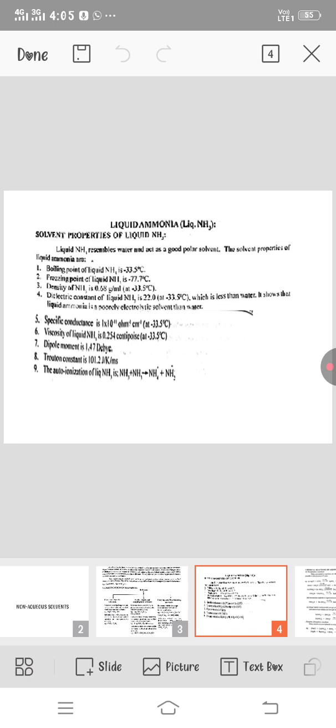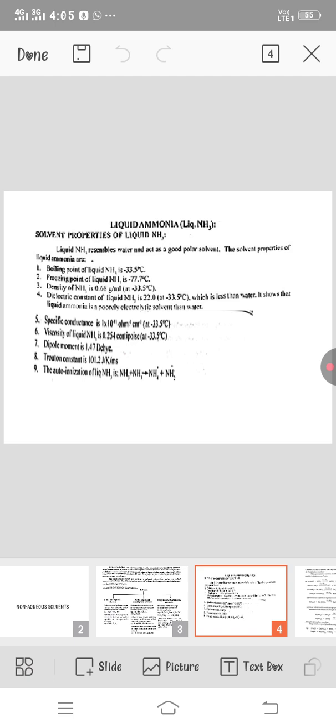First one is boiling point, which is minus 33.5 degrees Celsius. Freezing point is minus 77.7 degrees Celsius. Density is 0.68 gram per ml. Dielectric constant is 22.0, which is less than water. It shows that liquid ammonia is a poorer electrolytic solvent than water.